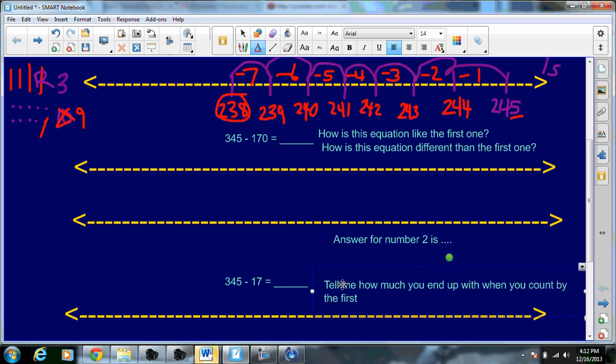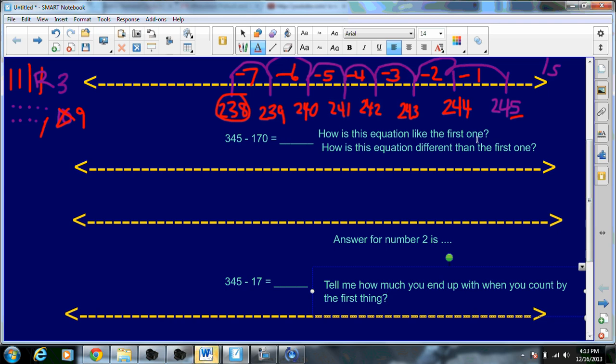And what I mean by that is on this third equation here, it's 345 minus 17. When you get started with your first number and you count back, what are you going to end up with? So in essence, I want the halfway answer. I want what you get before you start counting your second thing. It counts by 2 things. That's what I want to know. And so I'm looking for those 4 answers.